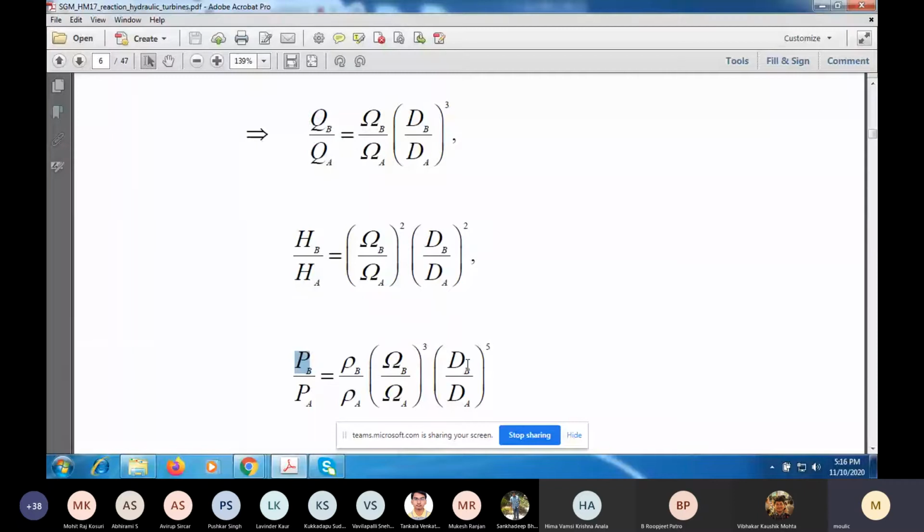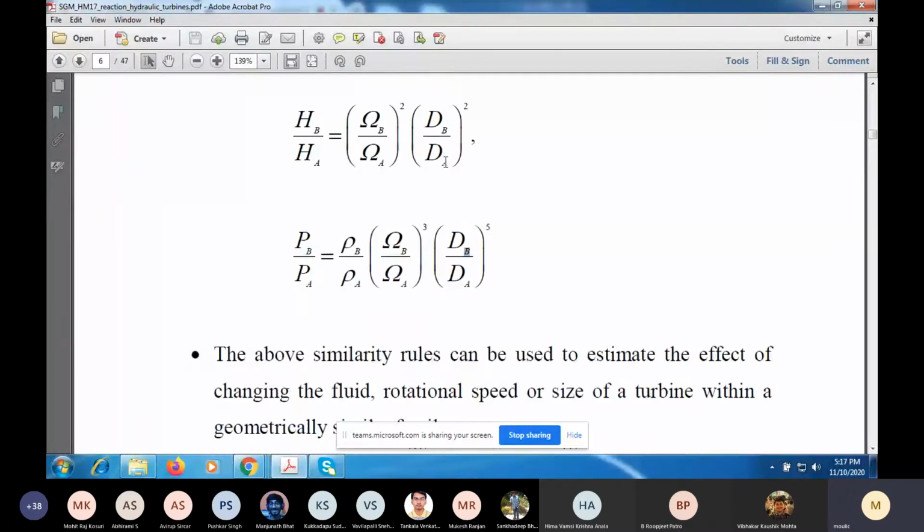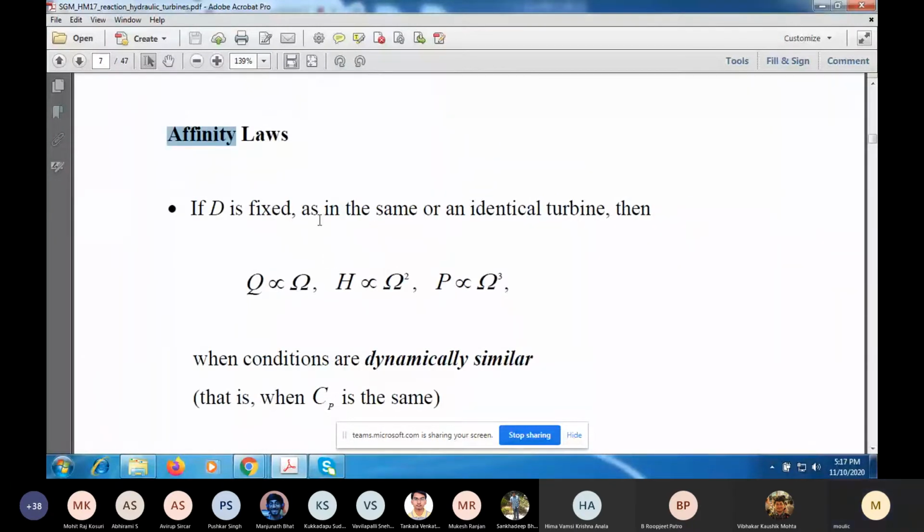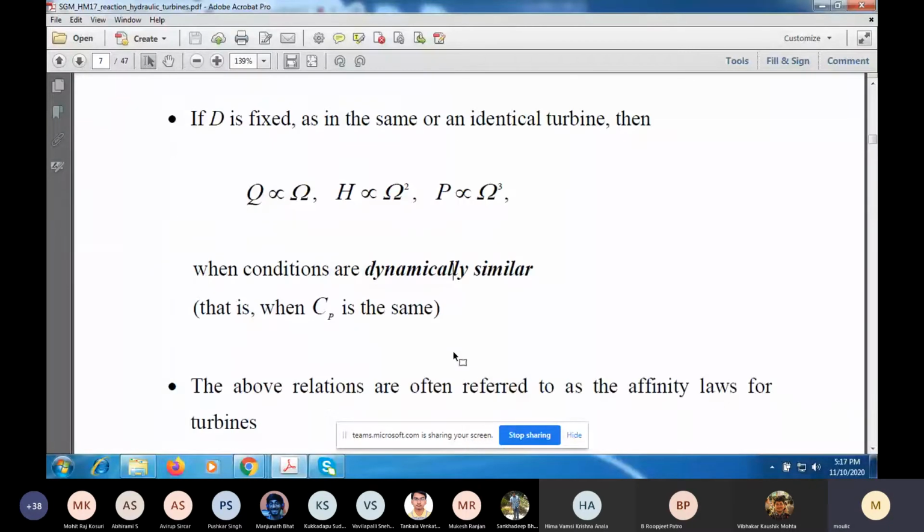And if you look at the same turbine or identical turbines, then this ratio of length scales is 1. So you have what are called affinity laws: if D is fixed, as in the case of the same turbine or an identical turbine, then Q is directly proportional to omega, H is directly proportional to the square of omega, and P is directly proportional to the cube of omega, when the conditions are dynamically similar, which means that one of the non-dimensional coefficients is the same.